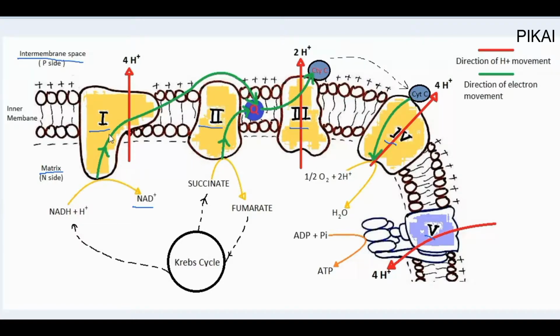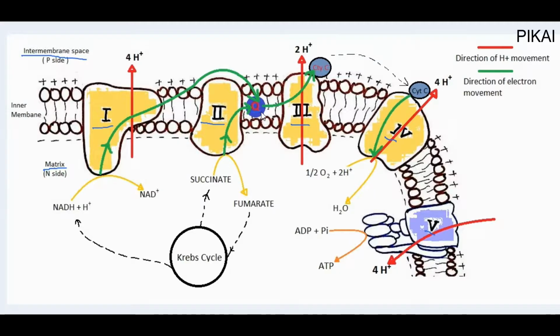This electron is transported to a mobile electron carrier. In this electron transport chain you will basically face two mobile electron carriers. This one is known as ubiquinone and this one is known as cytochrome C. We will discuss that later. So what happens is that these two electrons are transported to ubiquinone. The ubiquinone takes up the electron from complex 1 and transfers this electron to complex 3.